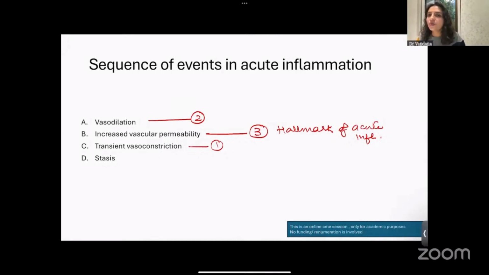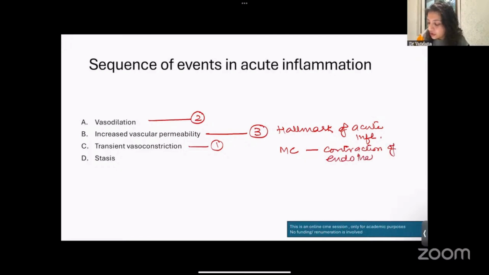And what is the easiest or most common way of increased vascular permeability? Contraction of the endothelial cells. Contraction of the endothelial cells is the most common mechanism of increased vascular permeability. Remember again, histamine is responsible for this. So what is the most common mechanism? Contraction of the endothelial cells.